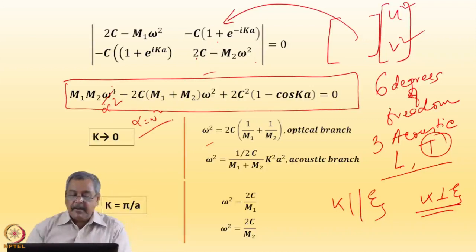So it becomes a binary equation, a second order equation in omega square, and these are the two solutions when k goes to 0. And when k goes to pi, I have got the solutions 2c by m1, 2c by m2, m1 is greater than m2. So this will be the solution when I have two atoms per unit cell.